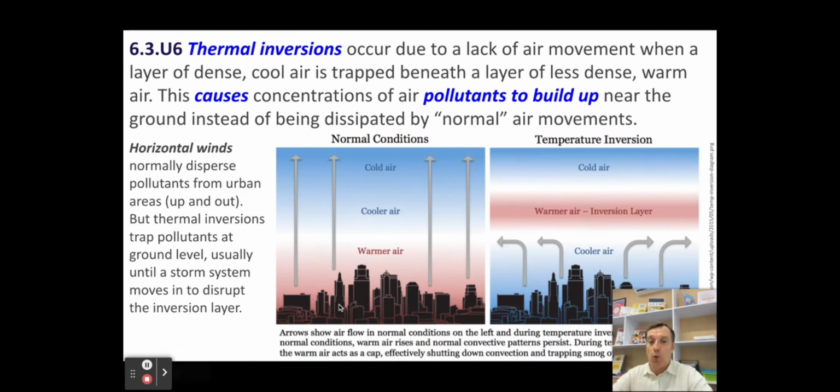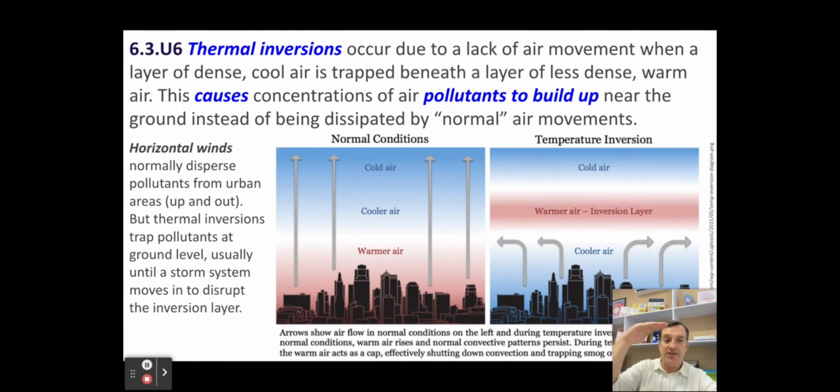Typically, warm air rises through the atmosphere and is replaced by cooler air. You get horizontal winds that come in from the side to replace that warm air as it rises. What happens with a thermal inversion is that you have mountains on either side of a city, or a city is in a valley surrounded by higher landscape. As that warm air rises, particularly if a cold front has moved in, that cold air is denser, so it sinks down and presses down on that rising warm air. Because of the shape of the land, that warm air can't escape.